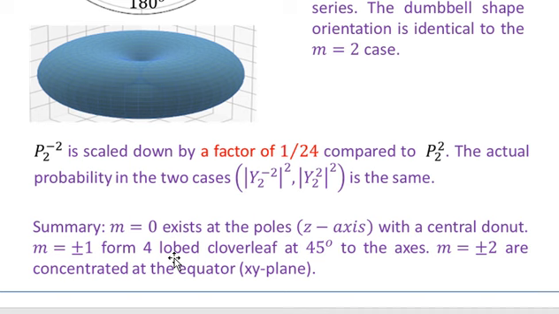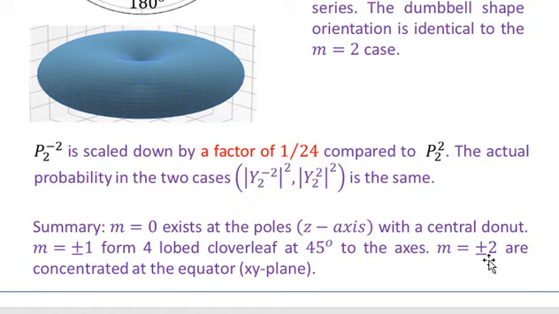And then in these last two cases, we have m is equal to plus minus 2. These are where the electron density is concentrated at the equator, that is in the xy plane. So with m is equal to 0, we were along the z-axis, and the density has shifted to the xy plane with the values of m is equal to plus minus 2.